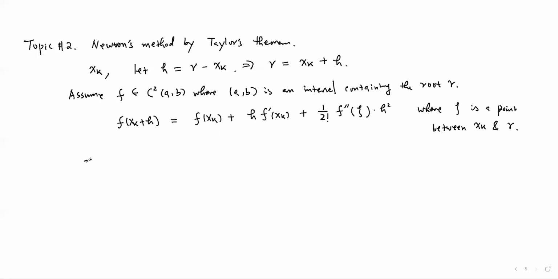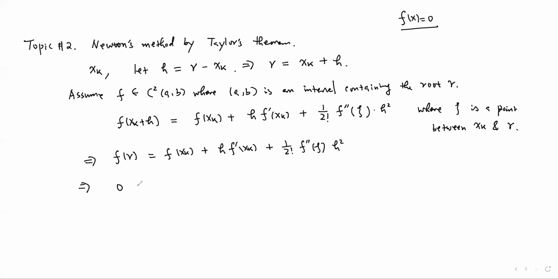Okay, now from here we get f of r is equal to f of xk plus h, then plus the remaining terms. But I assume r is a root of this equation. So therefore, the function value at r is 0.